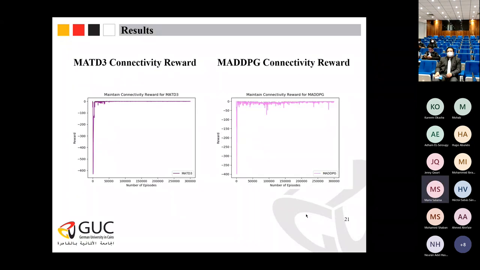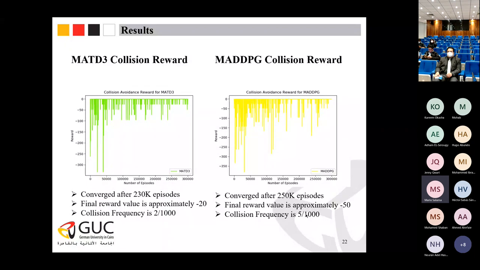Second is the connectivity reward. Both algorithms behaved similarly regarding this reward function. Third is the collision avoidance reward function. For the MATD3, the policy converged after 230,000 episodes on a final reward of negative 20, which translates to approximately 2 collisions every 1,000 episodes.